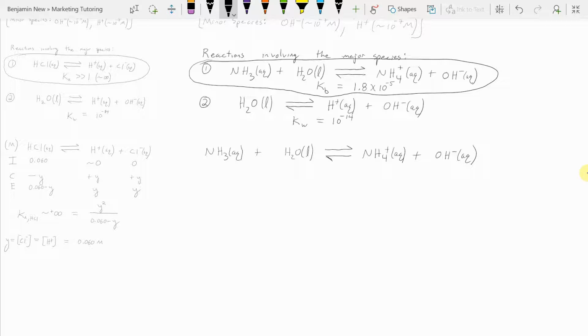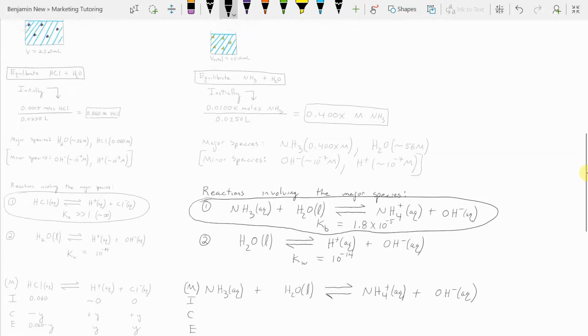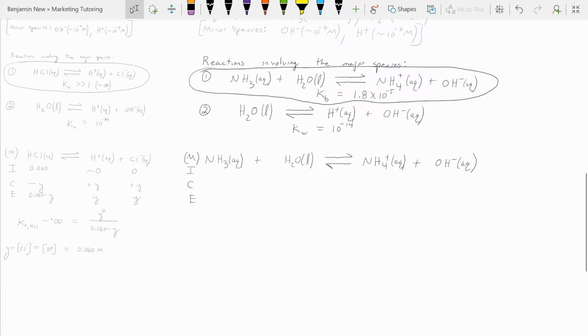And we're going to do our ice table, which is just to say that we know the initial concentration, so we're trying to find the equilibrium concentrations of all these things, just using a simple algebraic variable, and we know that all of the concentrations are related through the stoichiometry. So we only need one variable. In this case, the initial concentration of ammonia is 0.400. Let me just add a little bit more room here.